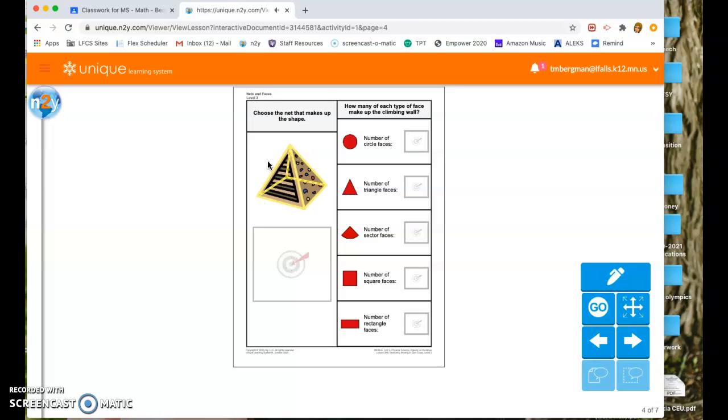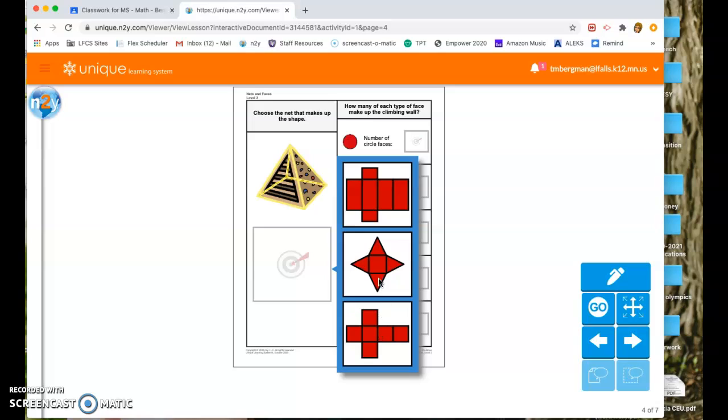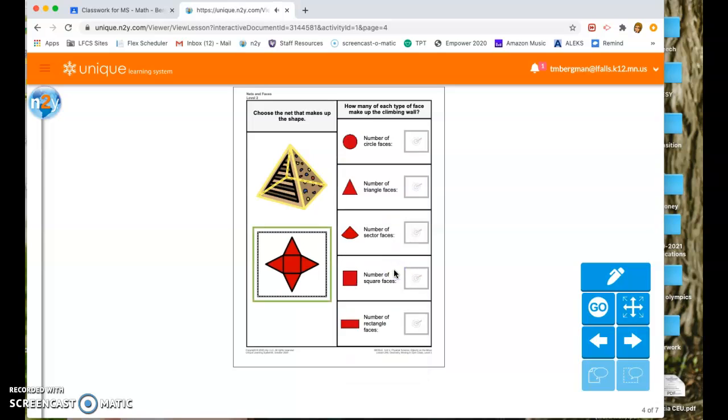Okay, same thing for this one. Choose the net that makes this up. Which one of these looks like this if it's all opened up? Nice. You're then going to go through and choose how many of each of these. How many circular faces do you see? How many triangular faces do you see?